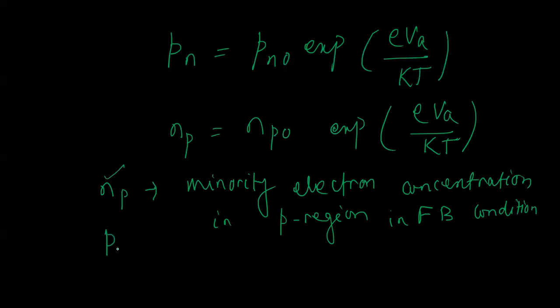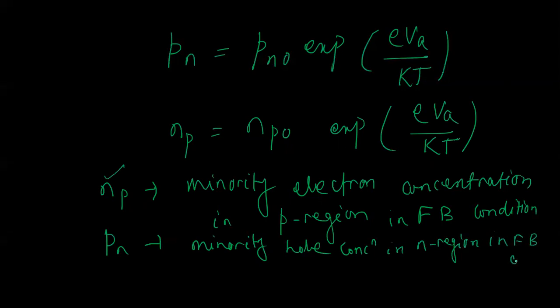And similarly Pn, you can write, is minority hole concentration in the n region in forward biased condition. And what is Pn0? Pn0 is similarly minority hole concentration in the n region in thermal equilibrium condition.